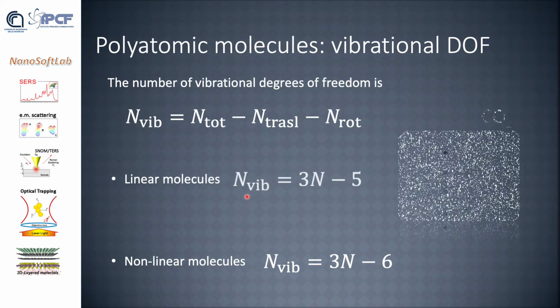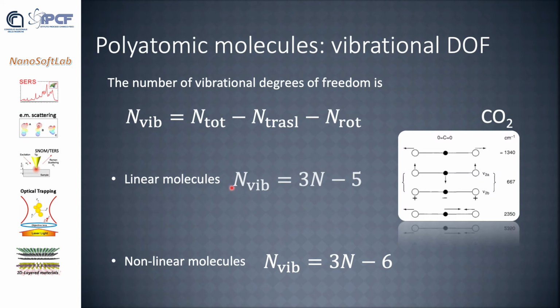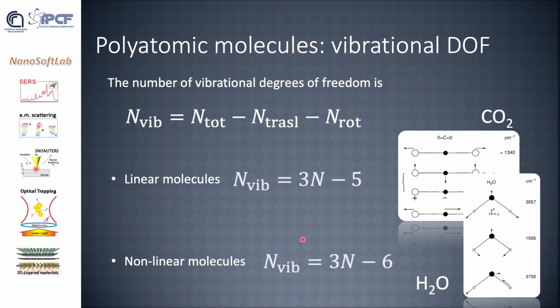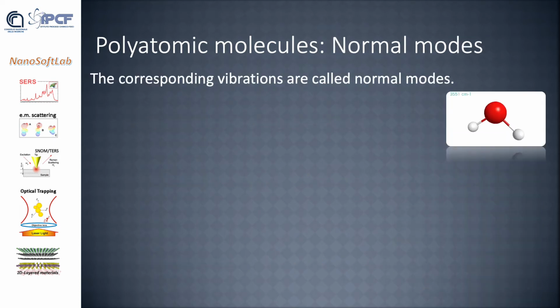So we will have 3n minus 5 degrees of freedom associated to vibrations for linear molecules, and as you can see here, for a CO2 molecule that is linear, we have basically 1, 2, 3, 4 vibrations, while for non-linear molecules the number of degrees of freedom associated to the vibrations, and so the frequencies associated to the vibrations, will be 3n minus 6. A typical example is water, that has 3 atoms and has 3 vibrations, 3 distinct energies of vibration.